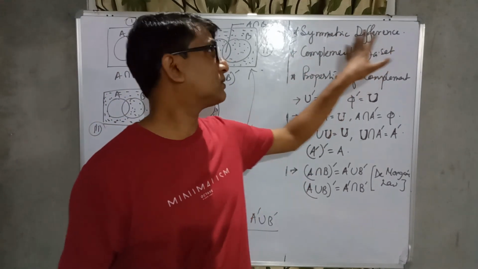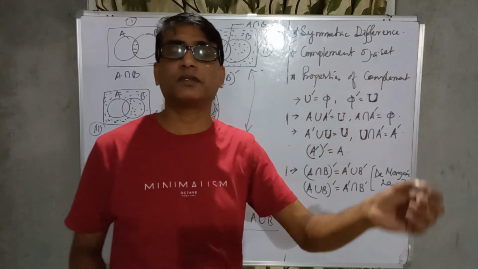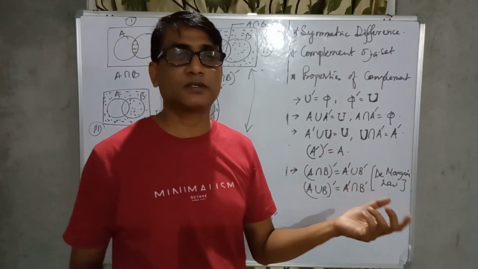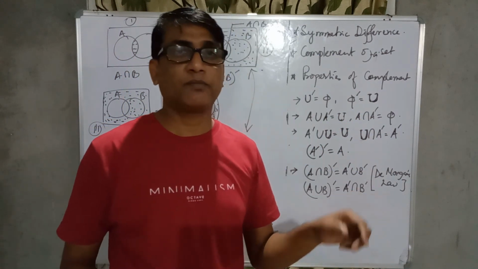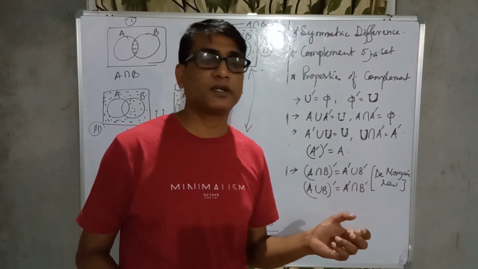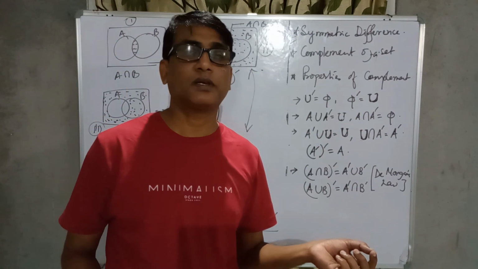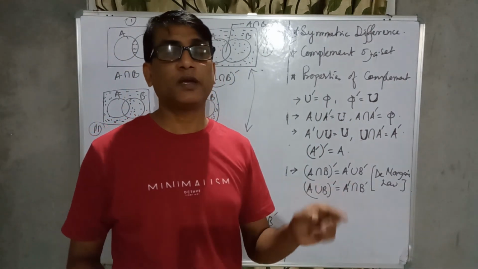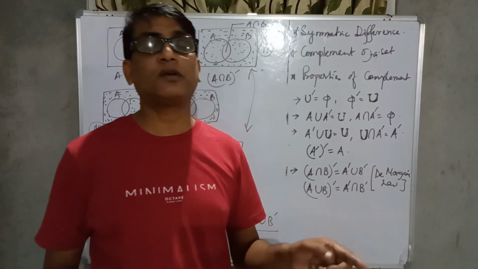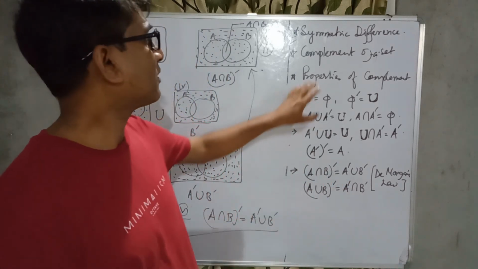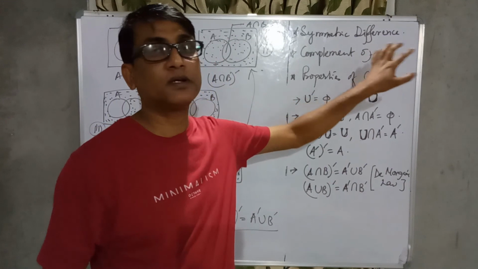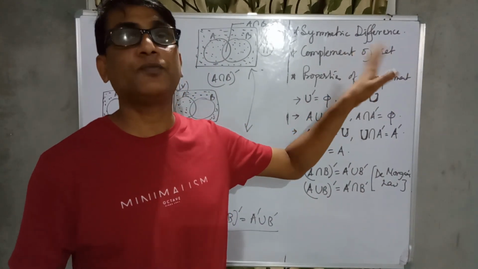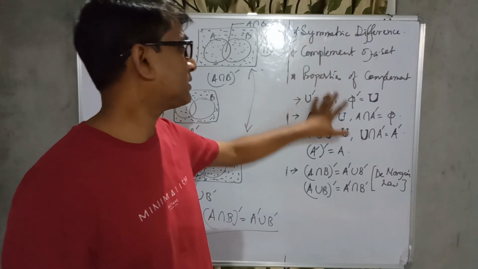So recall the things. The symmetric difference of two sets, suppose A and B are two sets, is the set of elements which belong to A minus B union B minus A. Complement of a set: if A is a subset of the universal set U, A complement is U minus A. Simple things. And these are the properties.